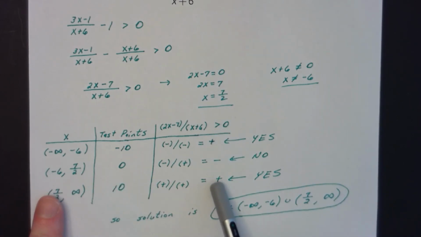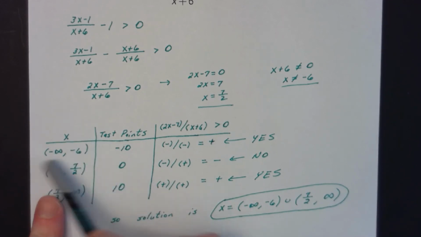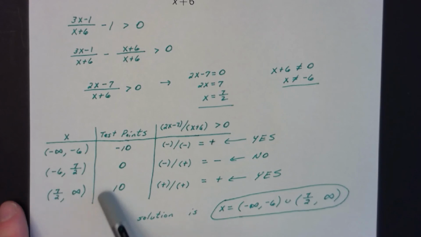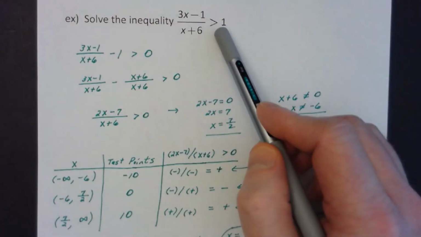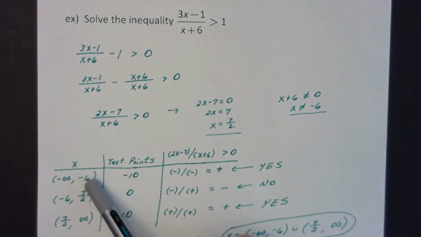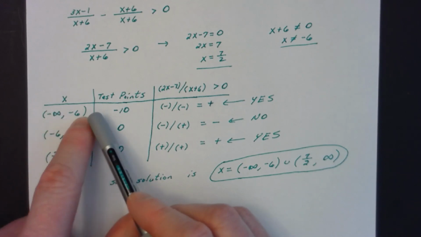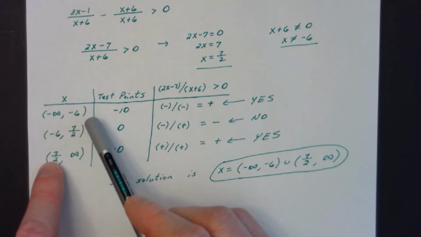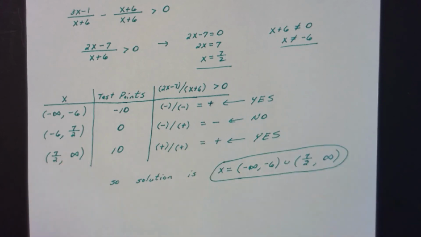So then I would say my solution is the first group and the third group here, but I need to remember in this problem, it's not okay to equal 0, so you'll never have any brackets, and you'll just say the answer is negative infinity to negative 6 union 7/2 to infinity, parentheses around everything.